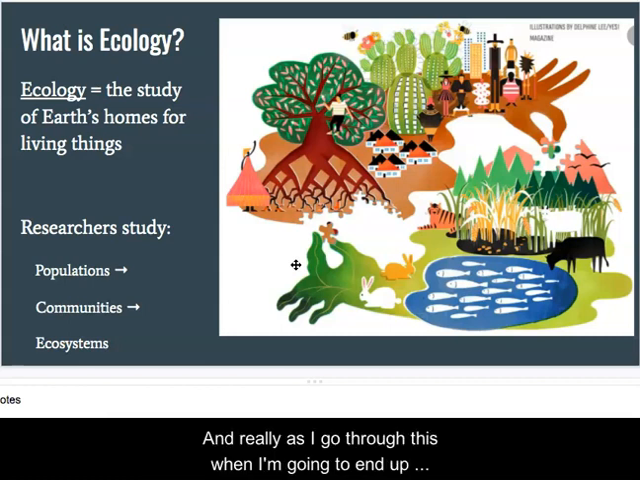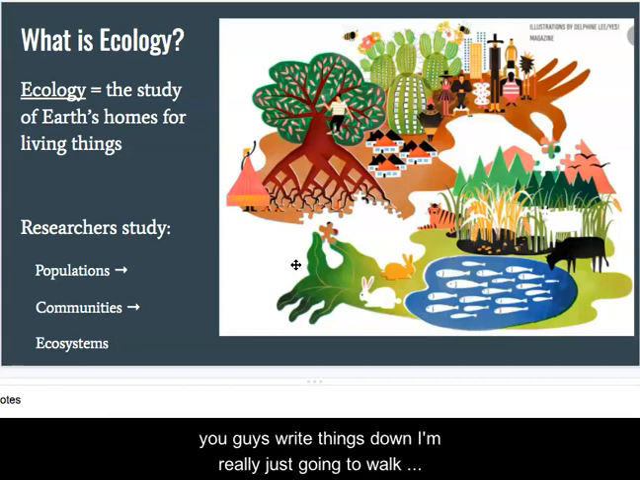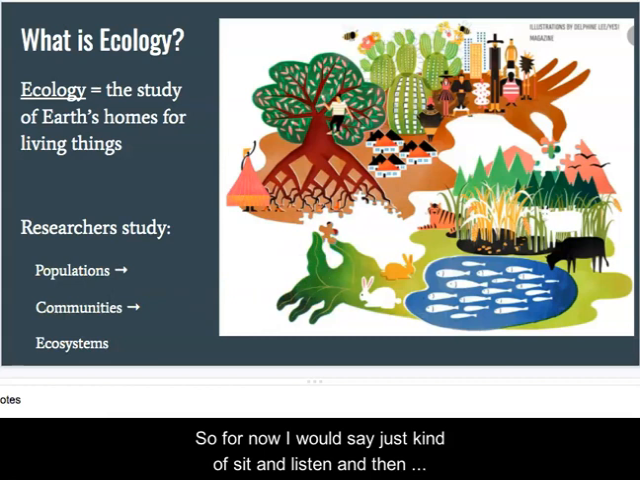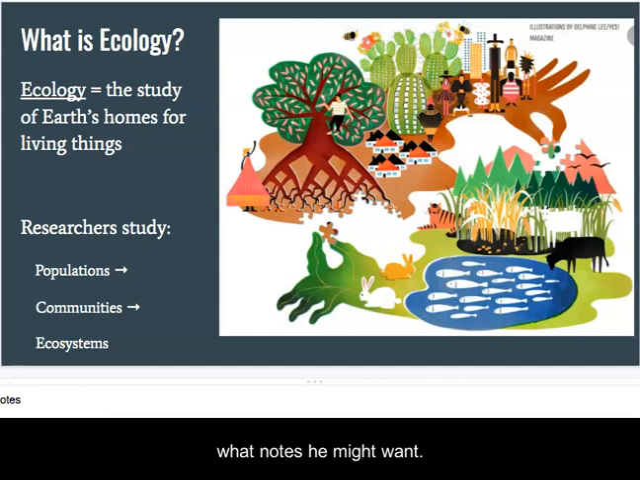And really, as I go through this, what I'm going to end up doing in class is going through the notes and just talking through it. And then I'm going to give everybody about 15 minutes to look through the slides and create your own notes page. So instead of pausing on every slide to have you write things down, I'm really just going to walk through it. And then I'm going to have everyone take 15 minutes to scroll through the slides and jot down what they would like to jot down. I've also included a picture of my own notes page if that's a helpful guide for you as well. So for now, just sit and listen, and then when we get to the part about note taking, you can figure out what notes you might want to take.